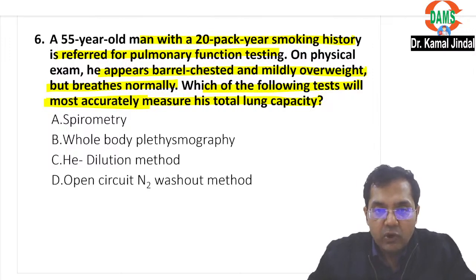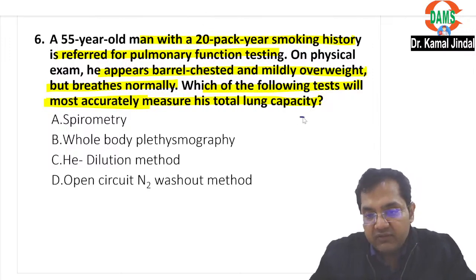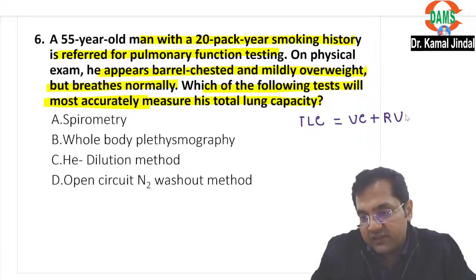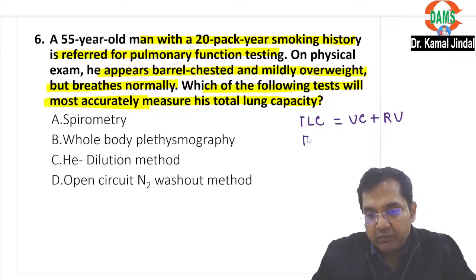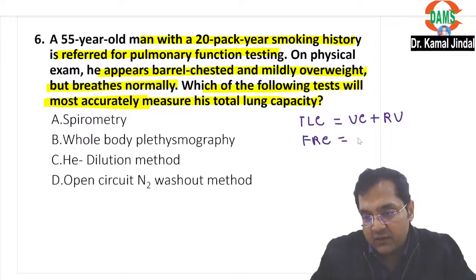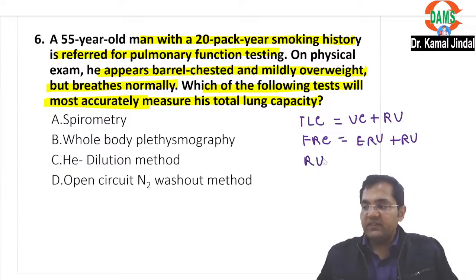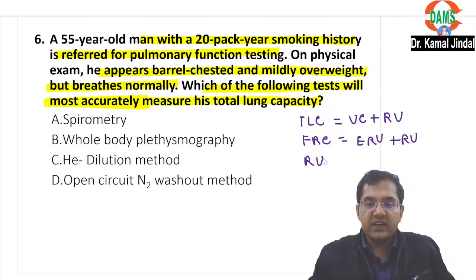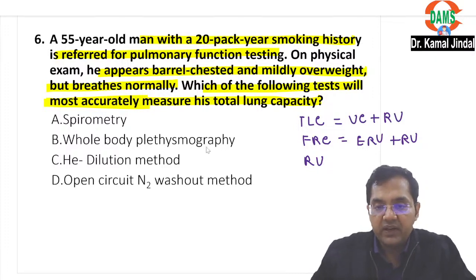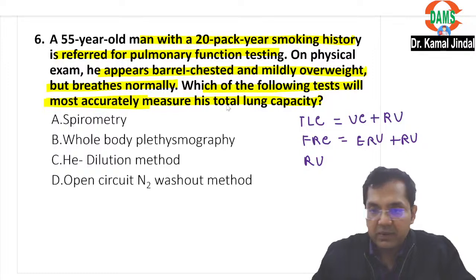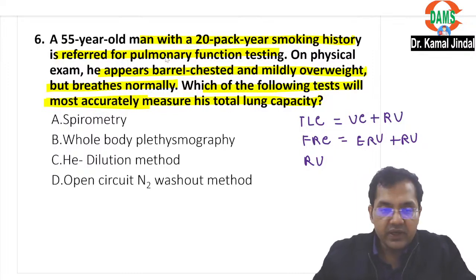Remember, in normal spirometry, you know that we cannot measure TLC because it is VC plus RV. We cannot measure FRC because it is ERV plus RV. And naturally, we cannot measure RV. So these are the volumes and capacities which I cannot measure with spirometry. If I want to measure your total lung capacity, how will I go about it? Remember, I need the most accurate method.